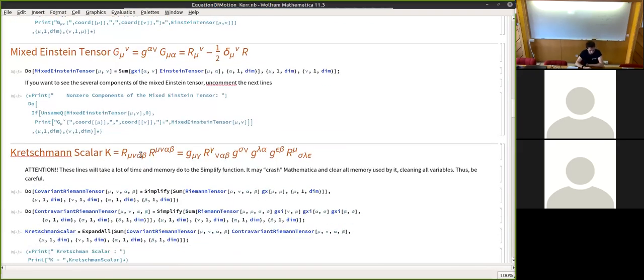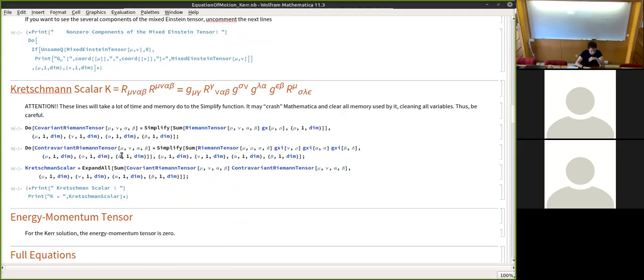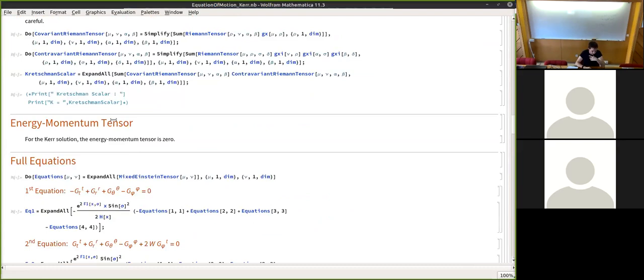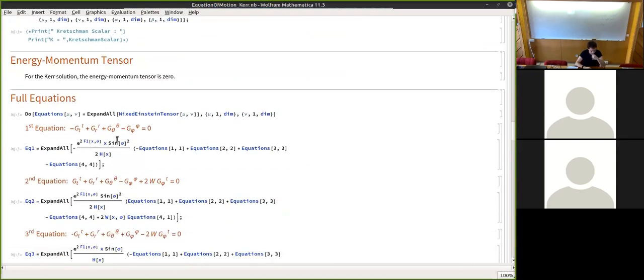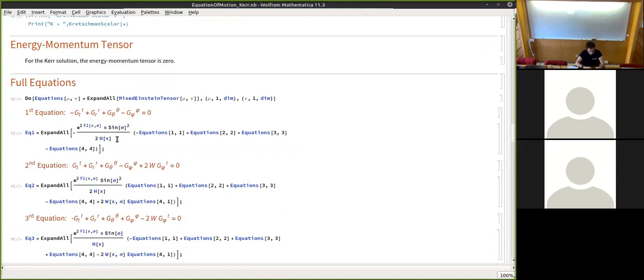Then you can also compute the Kretschmann scalar. This is not an important step, but it's useful to see, when you obtain the solution, if the space-time is smooth everywhere, if there is no divergence. Then here I have a part for the energy-momentum tensor, since we want the Kerr solution, where it is equal to 0, so not a very important step. Then we have basically the full equations.